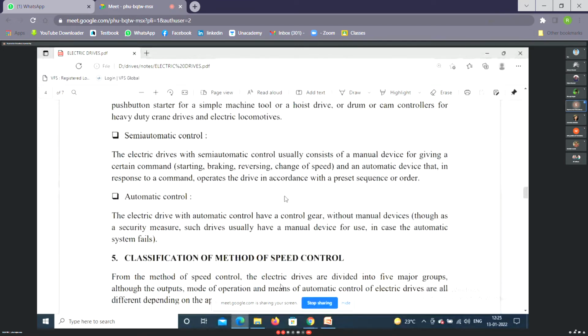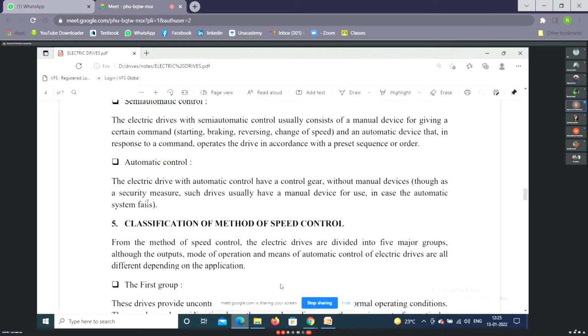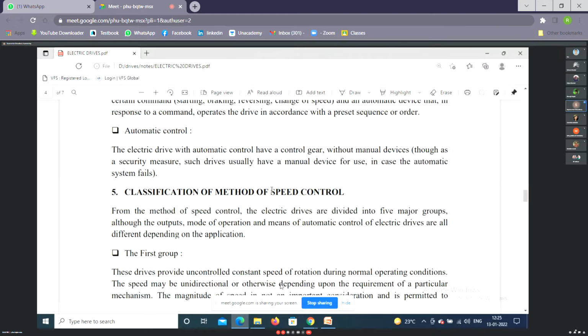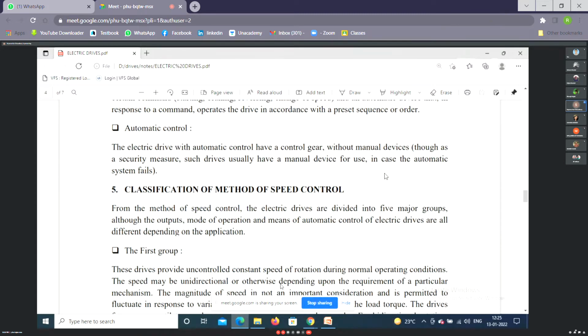And then semi-automatic control consists of a manual device for giving certain commands, that is starting, braking, reversing, change of speed, etc. As for example, I talked about the electric crane. Then automatic control: the automatic drives have a control gear without manual intervention, because that decision will be taken by the computer. This is for a steel mill or paper mill, because that coordination has to be maintained for different motors.